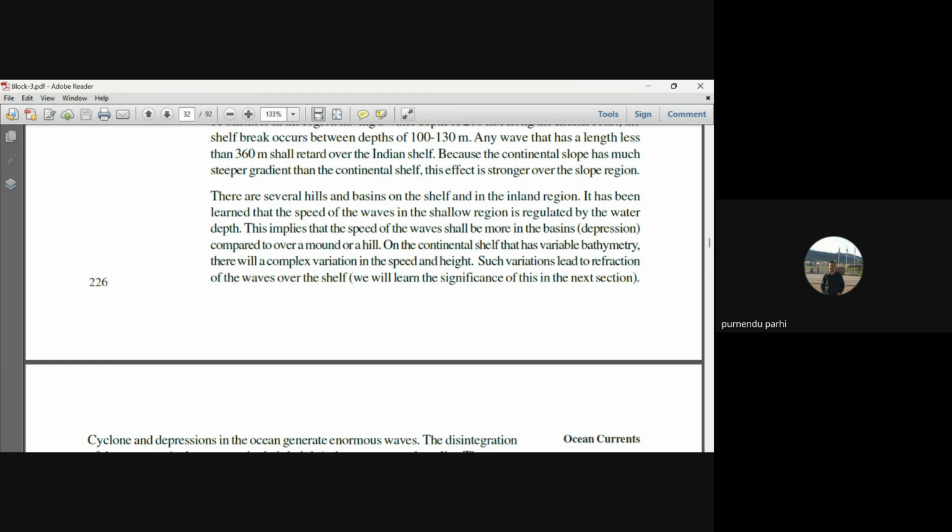So there are several hills and basins on the shelf and in the inland region. It has been learned that the speed of the wave in the shallow region is regulated by the water depth. This implies that the speed of the wave shall be more in the basin compared to over a mound of hill. On the continental shelf, that is a variable bathymetry, there will be a complex variation in the speed and height. Such variation leads to a refraction of the wave over the shelf.